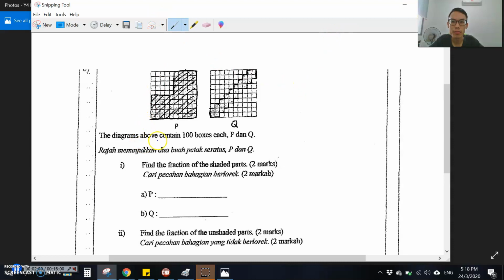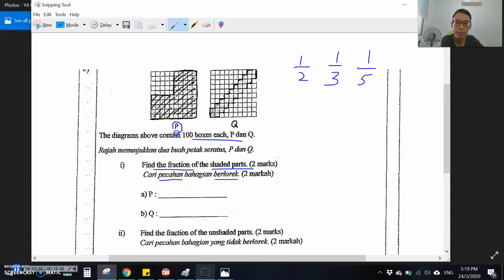The diagram above contains 100 boxes each, P and Q. Find the fraction of the shaded parts. Cari pecahan bahagian yang berlorek. Okay, so what is a fraction? Okay, we learned that fraction looks like this, pecahan, or like this, or like this. Okay, so you have to write your answer like this. So find the fraction of the shaded parts.